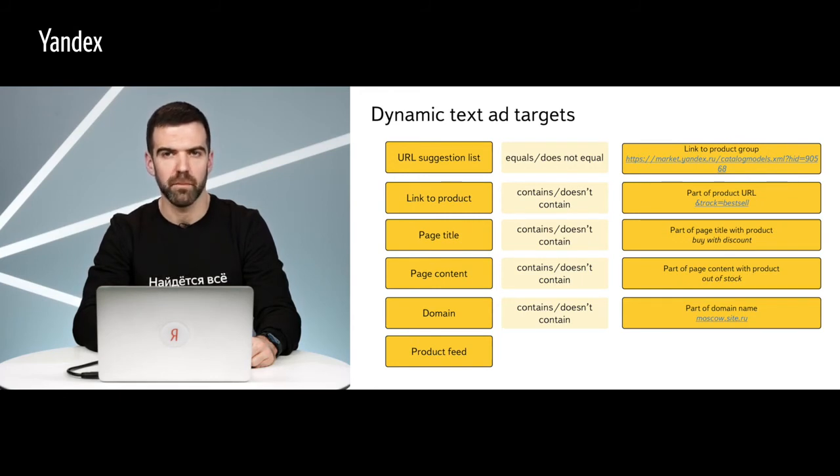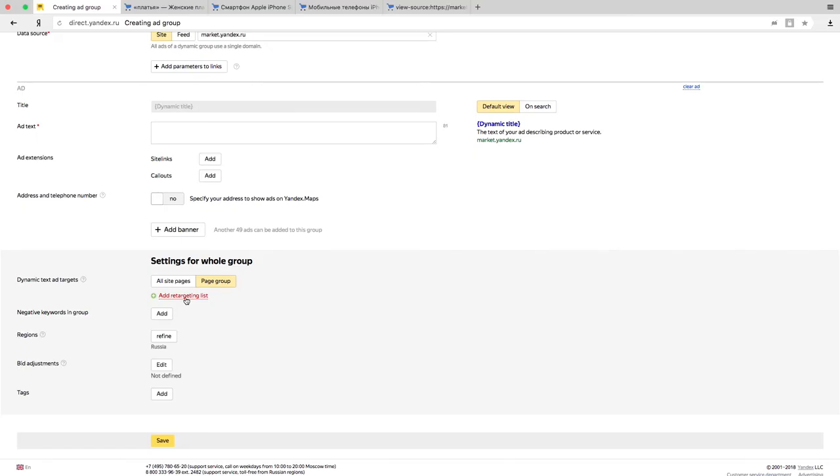You can create and combine rules that will determine which pages are selected. You can set up to 10 rules, and they should be joined by the operator AND. To get a better idea of how these page selection rules work, we'll go back to the interface. But first, the page selection rules available are URL suggestion list, link to product, page title, page content, domain, and product feed. Let's take a look at them in order.